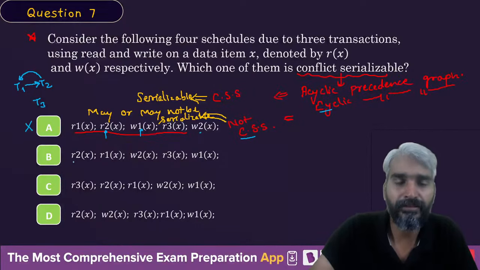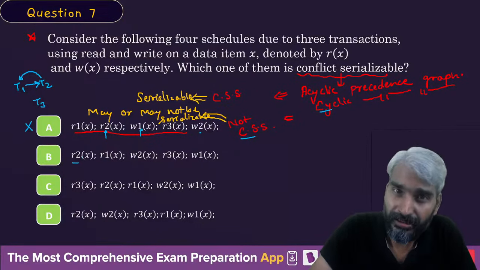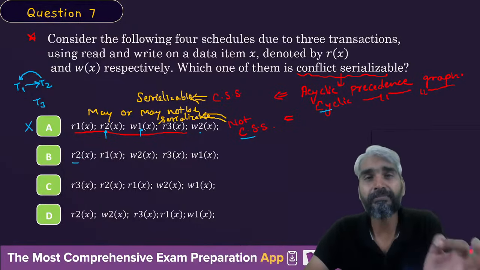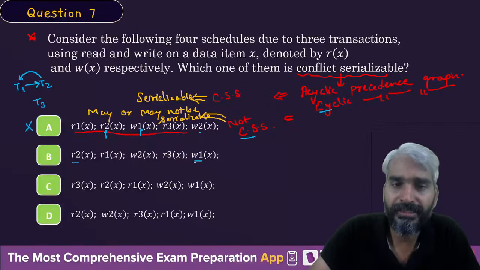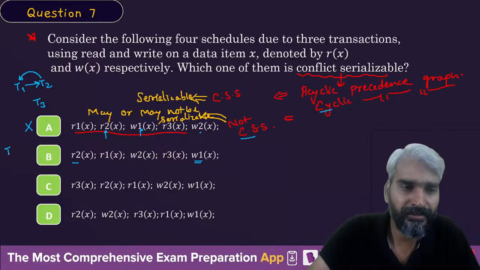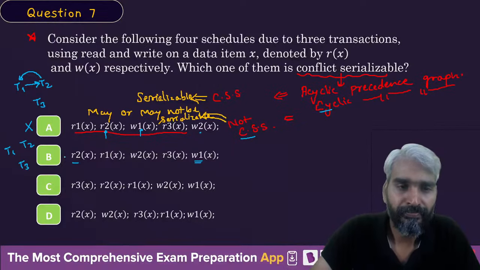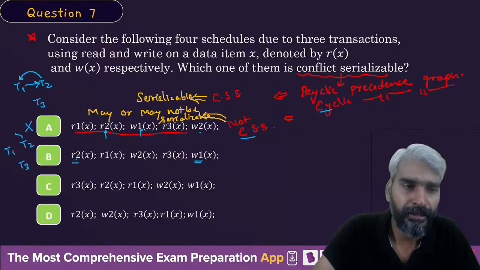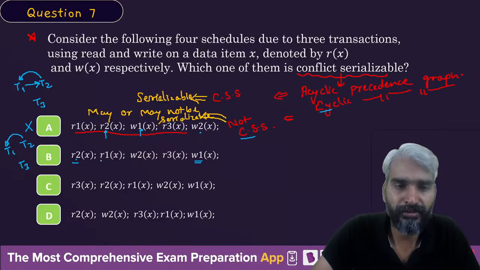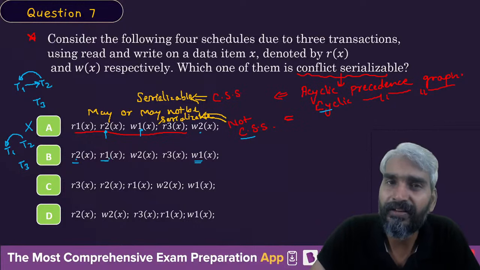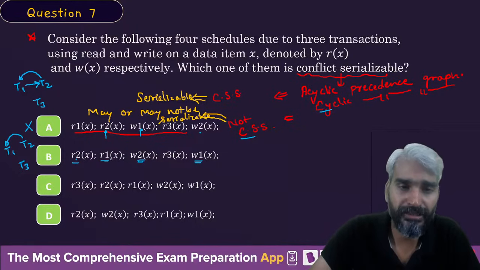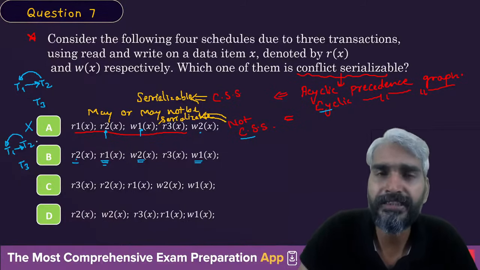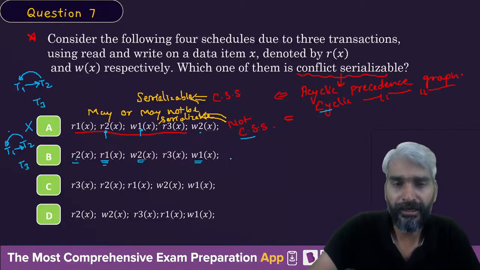So forget about this. Now this is R2, so there is a read operation by transaction T2, so it will check whether any write operation by transaction T1 or T3 is performed or not. Let's go here, it is W1. So if I draw T1, T2 and T3, then T2 must appear before T1. Next one is the read operation of transaction T1. Now you need to see, is there any write operation of T2 and T3? Yes, there is a write operation of T2 just after this. Therefore, there is a precedence between T1 and T2, that T1 should execute before T2. Again, a cycle. Therefore, not a conflict serializable schedule.